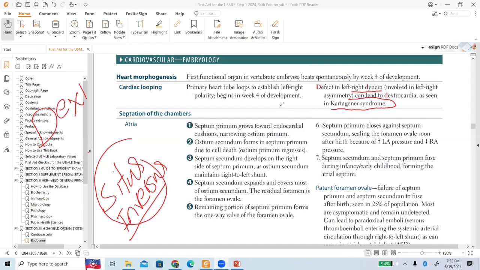Does it make some sense to you? Yes. So please think. Application of the knowledge is the USMLE. So apply your basic knowledge to the problem.